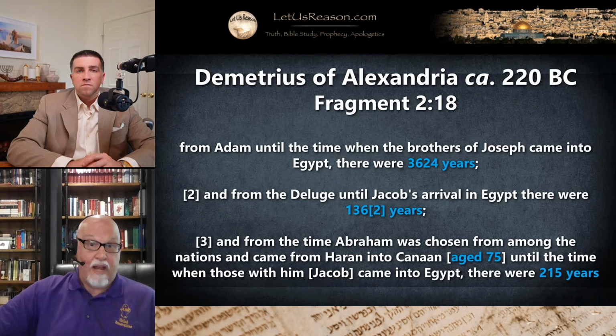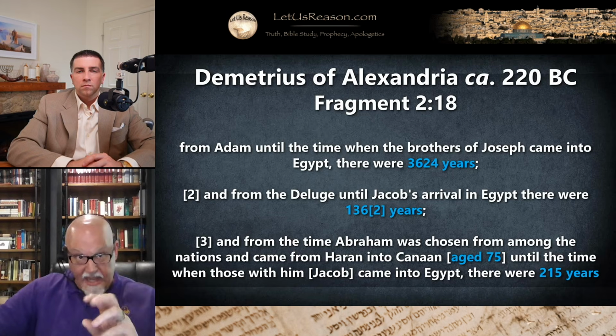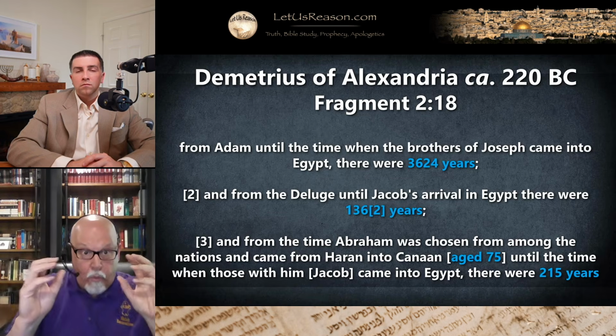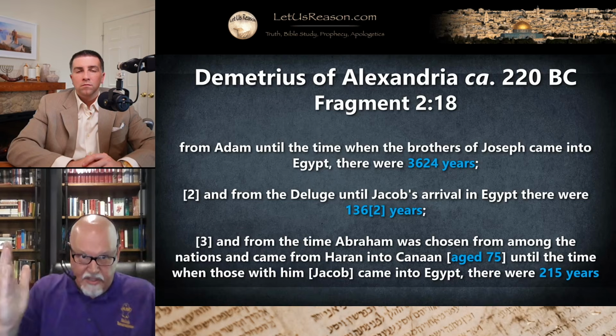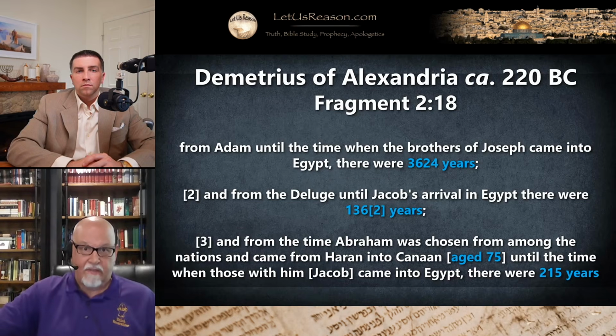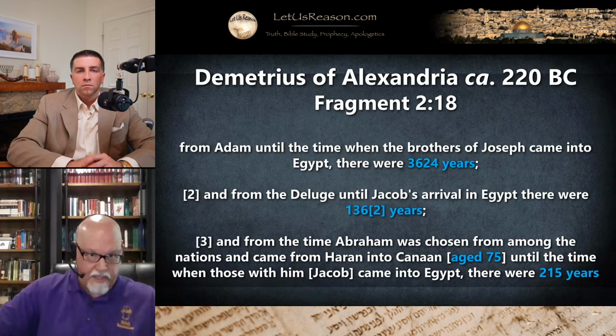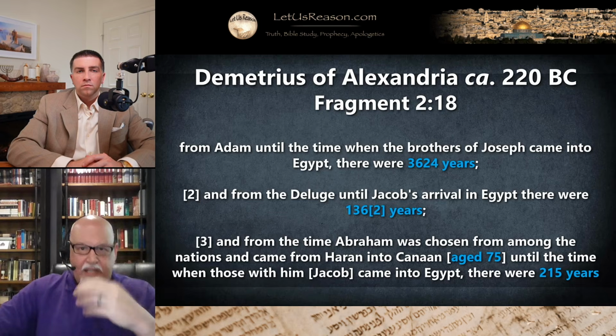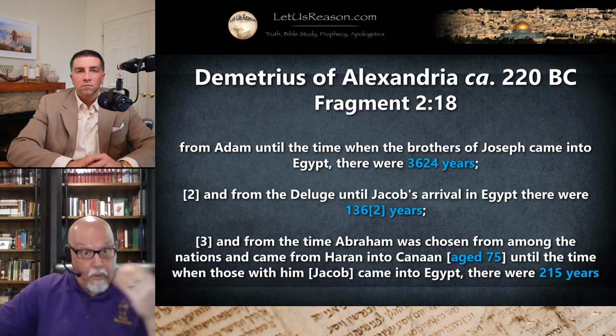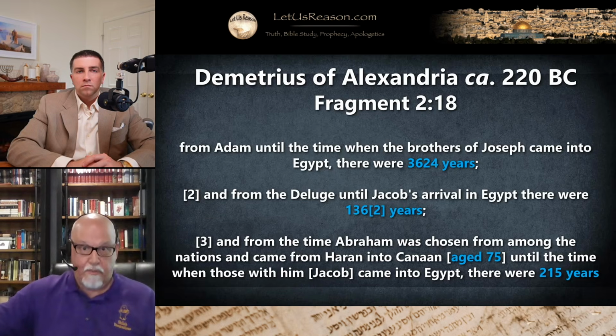And so it's interesting here, we have fragments that have been preserved through other authors, and we have these data points that we can collate together to figure out what were some of the numbers in his Septuagint manuscript of Genesis 5 and 11. So he calculates the time from Adam to Joseph, and from the deluge, meaning the flood, to Joseph's arrival in Egypt. He talks about Abraham's excursion from Ur and his trip to Canaan through Haran. He gives all of these calculations in his work, so we can look at that and ask, what did his manuscripts say?